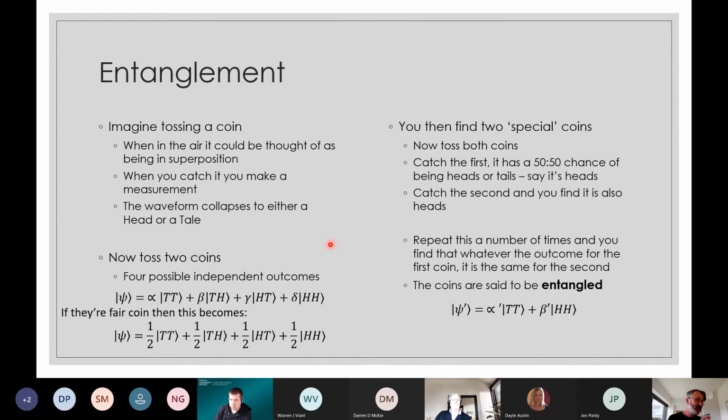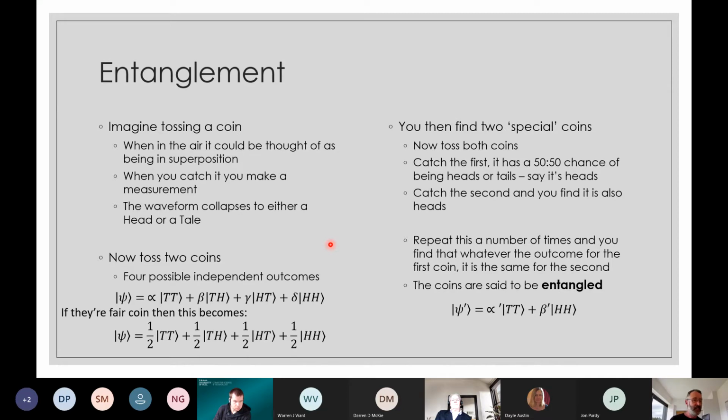Right, that's all very well, but at the moment our bits are independent of each other. So entanglement, which I touched upon before, is another special property at the quantum level, about actually making two elements interact with each other. One way of thinking about this is, imagine tossing a coin.